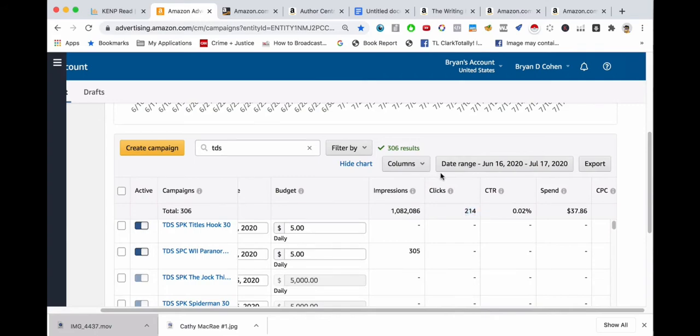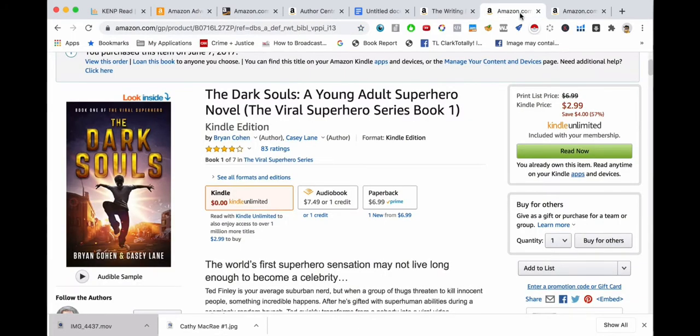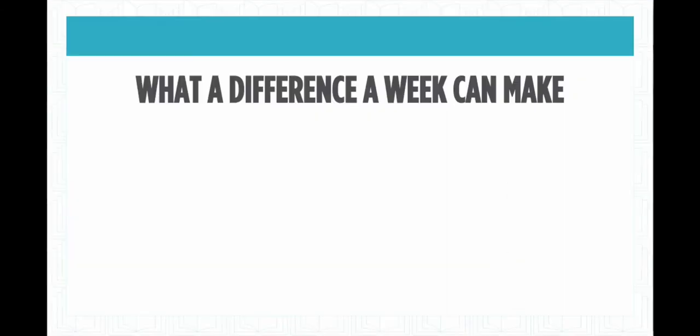What has changed? That's what you need. You need the numbers from before and the numbers from after in order to determine, did a change make a difference? Now, I know it did with my books, but I looked at the data, and that is how I figured it out.